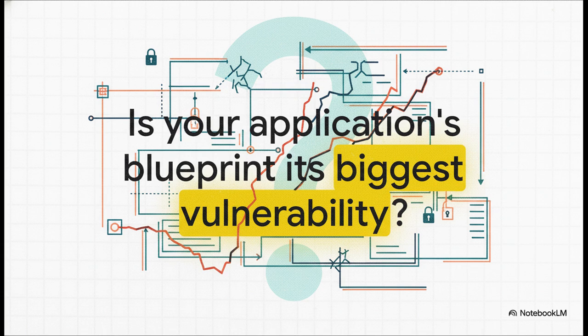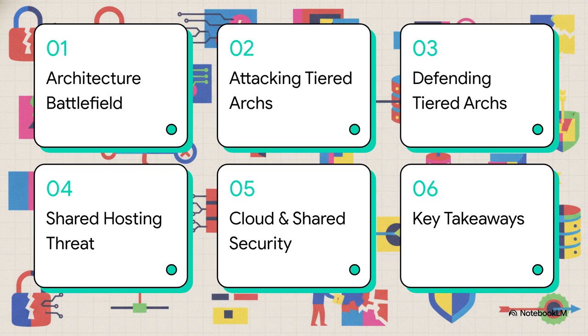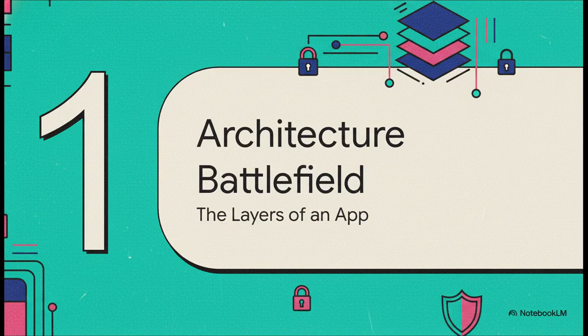We're going to examine how the very structure of an application, the way its different parts are connected, and, more importantly, how they trust each other, can be systematically taken apart by an attacker. So here's our game plan. We'll start by defining what this architectural battlefield looks like. Then, we'll dive into how attackers compromise these systems and, just as importantly, how we can build robust defenses. We'll also look at the unique challenges of shared and cloud environments, and then we'll wrap it all up with the key lessons you should take away. Okay, let's get right into it.